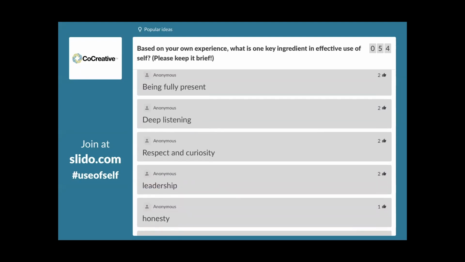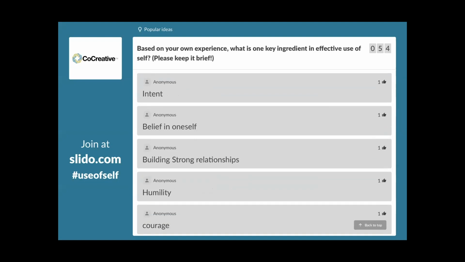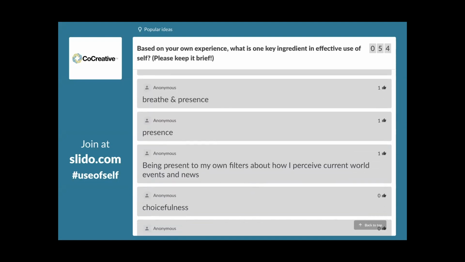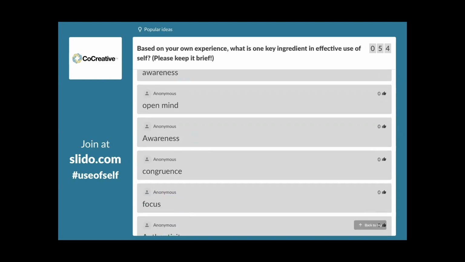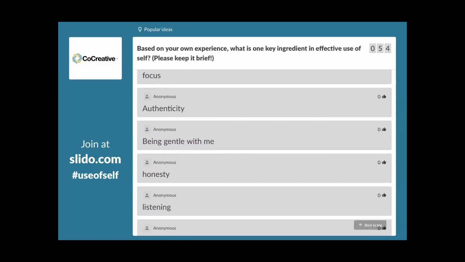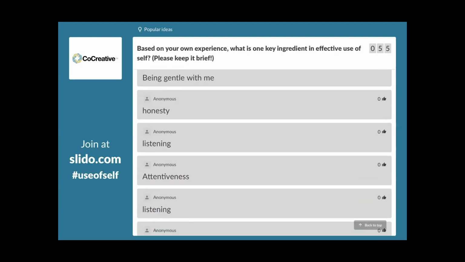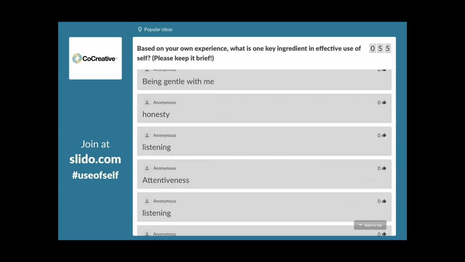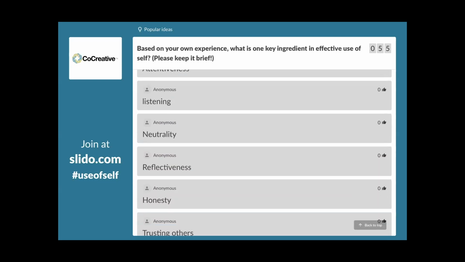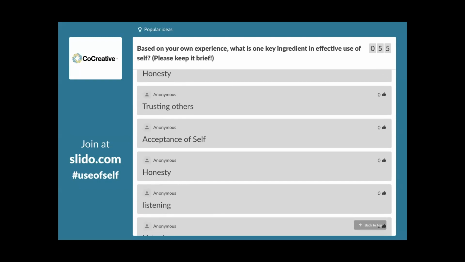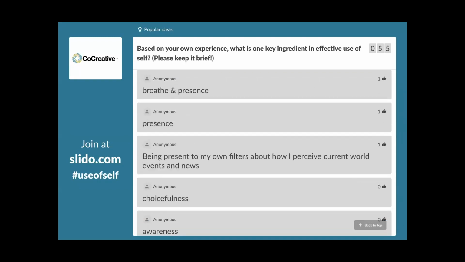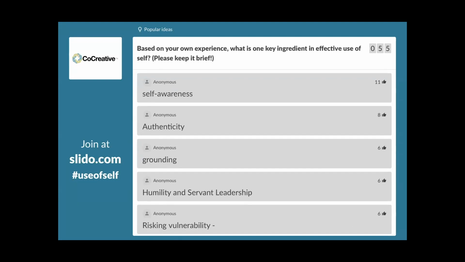All right, any last things folks want to add? Being fully present, passion, authenticity, grounding, leadership, vulnerability, awareness, deep listening, presence, choice, open mind, being gentle with me. Honesty comes up a bunch too. Honesty again. Let's see what's rising to the top here. Self-awareness.